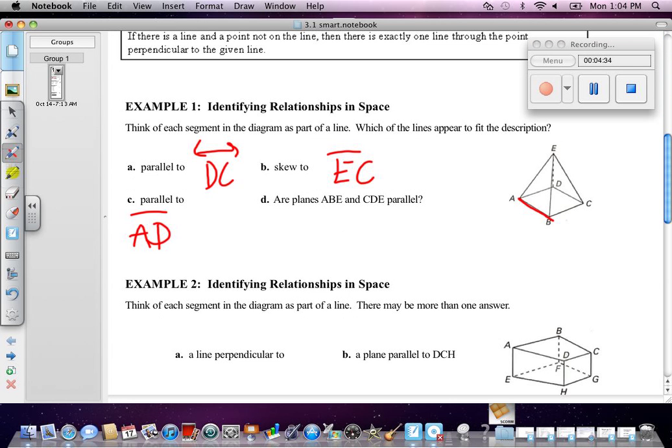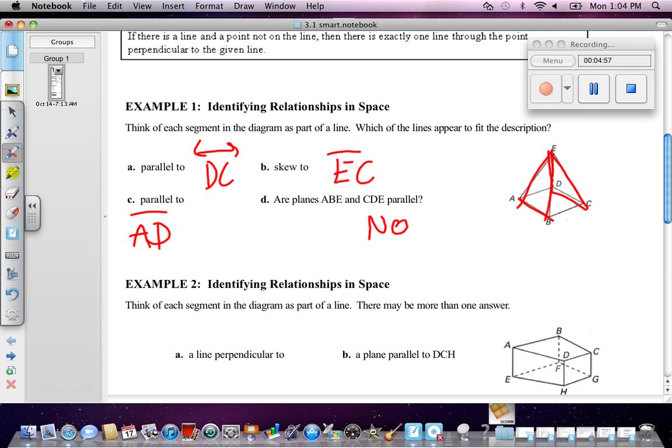Okay, are planes ABE and CDE parallel? Are the planes parallel? ABE and ECD. Yes. No, they intersect at E, so they can't be parallel. They intersect, they can't be parallel.